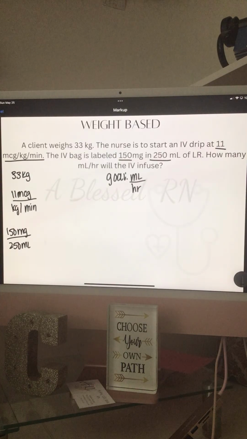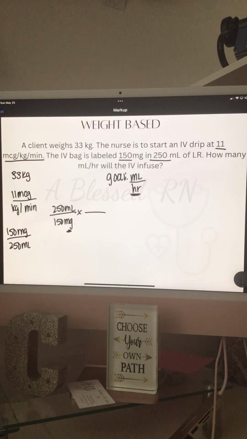So what is my first puzzle piece gonna be? My first puzzle piece will be what? Flip it. Exactly. So 250 milliliters over 150 milligrams. Okay. Now I need milligrams at the top because what's on the bottom automatically has to go to the top if it's not the goal, right? Because that's not hour. We're making our way towards hour, right? We have milligrams.